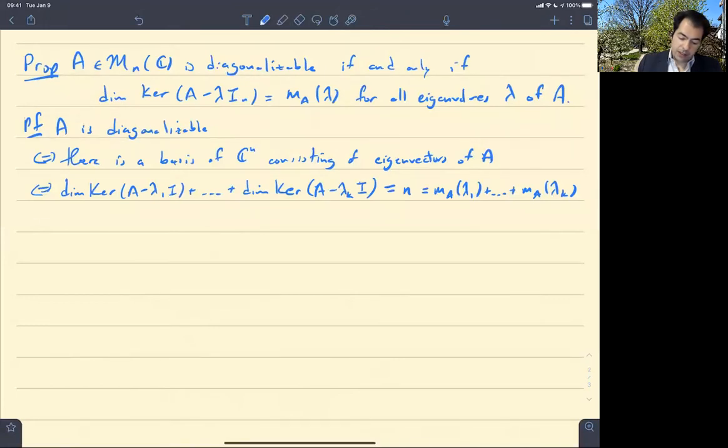Okay, but if I have k terms here and k terms here, and each one of these is at most as large as the corresponding one over here, but the sum of these and these is the same, and these are non-negative numbers, the only way that can happen is if each one of these is equal to the corresponding one of those.